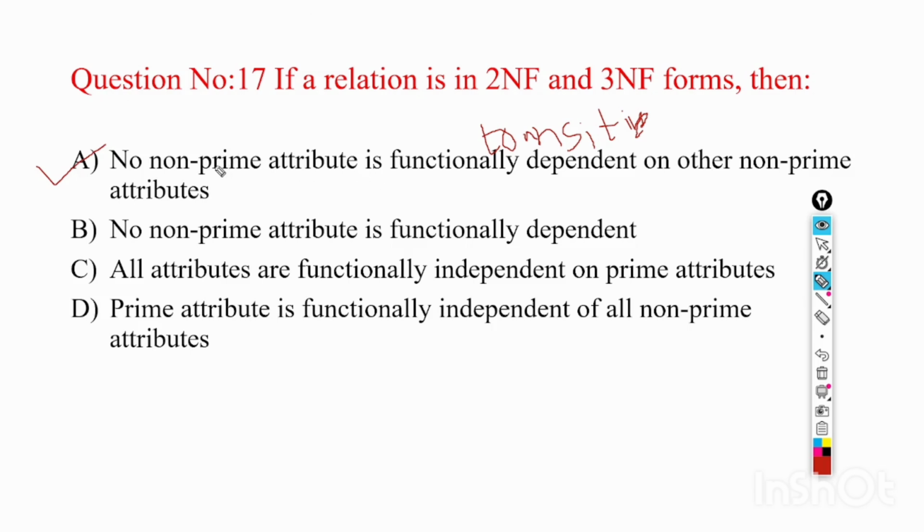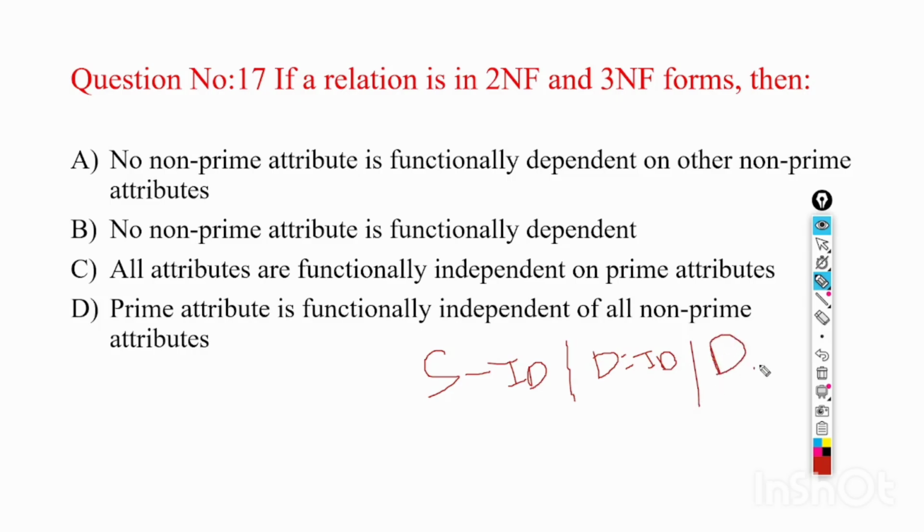Okay, now this question is related to 3NF. If it is in 3NF, it is already in 2NF. What does 3NF do? 3NF removes the transitive dependency. What is the 3NF rule? It removes the transitive dependency. That means what? Non-prime attributes should not depend on other non-prime attributes. So every non-prime attribute does not depend upon another non-prime attribute. That we call a transitive dependency.